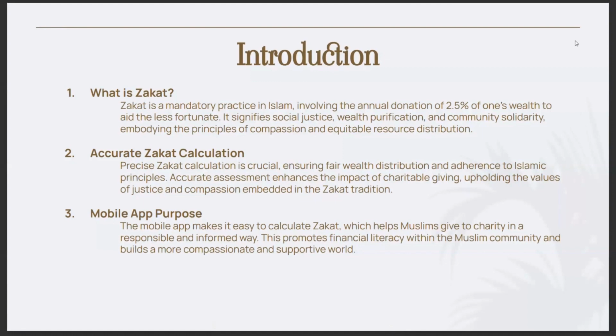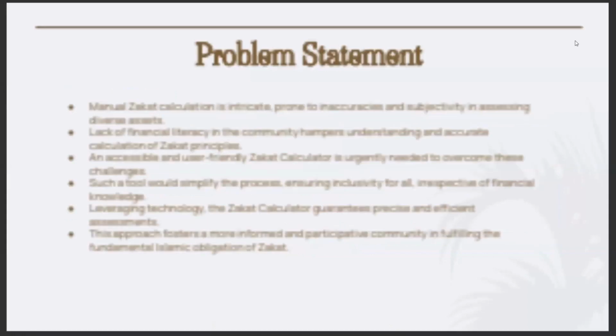Now, manual zakat calculation could lead to inaccuracy, or there could be issues, or there might be people who don't know the threshold, the eligibility after which they are supposed to pay zakat. And that's why we decided to make this application.